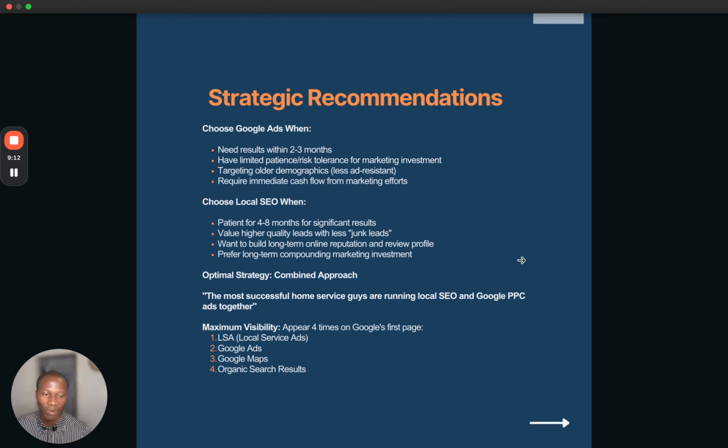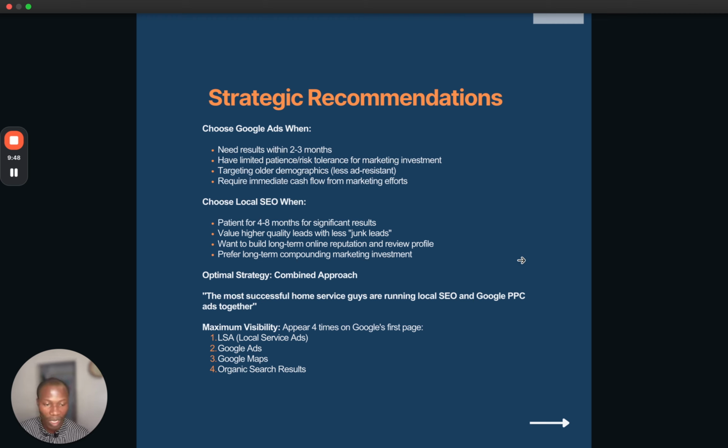Anyway, targeting older demographics is less ad resistant, because a lot of the people in the home service industry are not young people. They're actually people within their 35 to 50 and above. So it kind of makes sense once you're targeting these people with ads. It requires immediate cash flow from marketing efforts, so you start seeing results on ad spend. Let's say it takes $200 to generate a lead for a roofing job. If you generate 10 leads in a month at $2,000, and you're able to close one of those leads, you get your return on investment almost immediately.